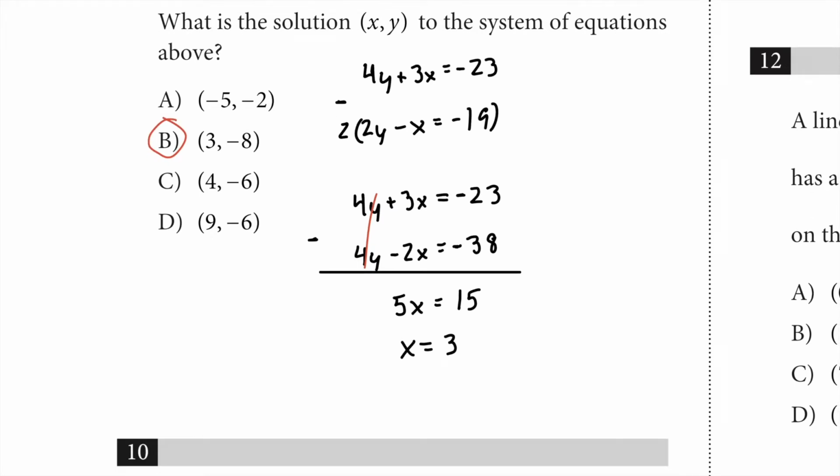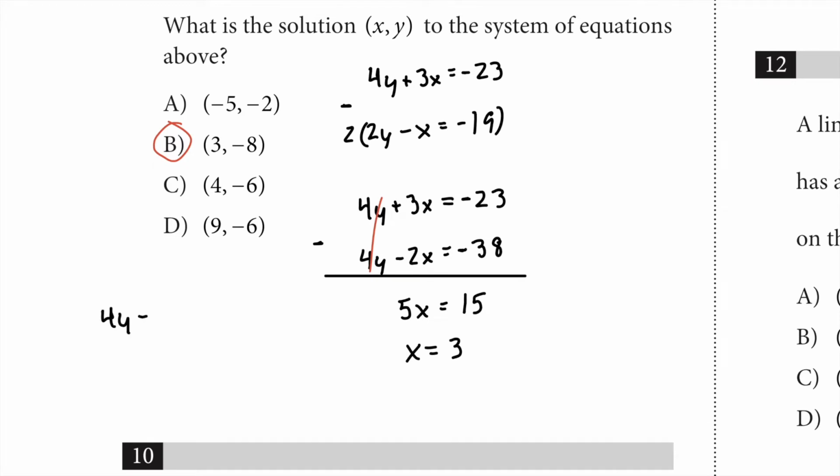But we can test that by substituting 3 back into one of the equations. So we get 4y plus 3 times 3 equals negative 23. So 4y plus 9 equals negative 23. So 4y equals negative 32. Y equals negative 8.